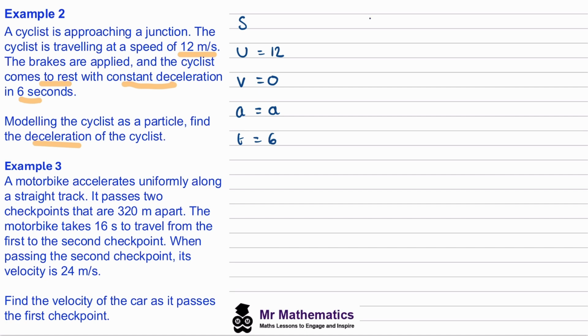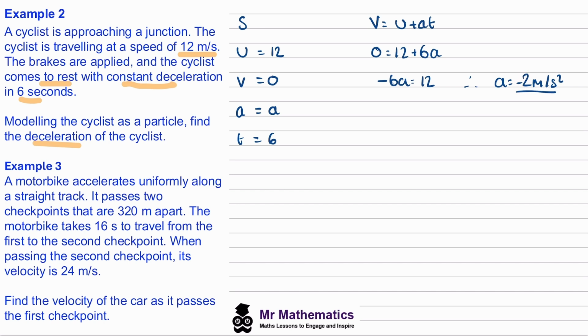So we're going to use the formula that v equals u plus at. We'll substitute in our values. We know that v is 0, u is 12, t is 6, and we want to work out the acceleration. So we'll make a the subject. Negative 6a will equal 12. So therefore, a must equal negative 2 meters per second squared. The negative tells us that it is a deceleration.